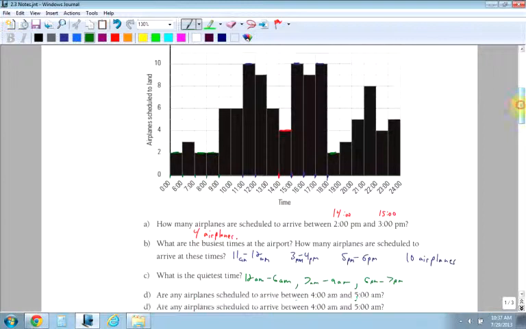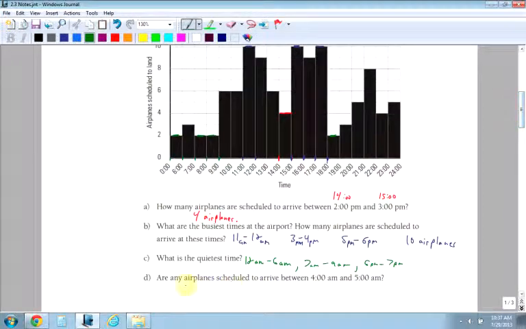Part D asks, are there any airplanes scheduled to arrive between 4 a.m. and 5 a.m.? Well, 4 a.m. and 5 a.m. is in this range here, but we don't know. I mean, we could say there are 2 scheduled between 12 a.m. to 6 a.m., but we don't know.